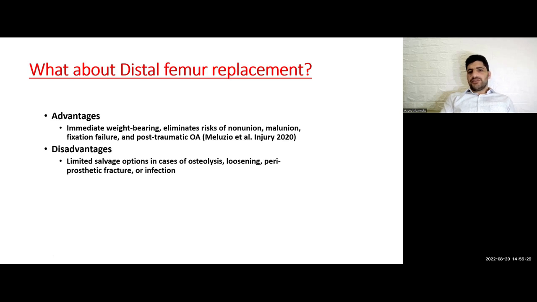He will ask, what about distal femur replacement? Distal femur replacement is an option if the patient has severe intra-articular comminution, or the fracture went into non-union despite multiple surgeries for open reduction and internal fixation, or is associated with osteoarthritis of the knee. The advantage is immediate weight bearing, eliminating the risk of non-union, malunion, fixation failure, and post-traumatic osteoarthritis. Disadvantage: limited salvage options in case of osteolysis, loosening, or periprosthetic fracture. This may be the end of the station question.